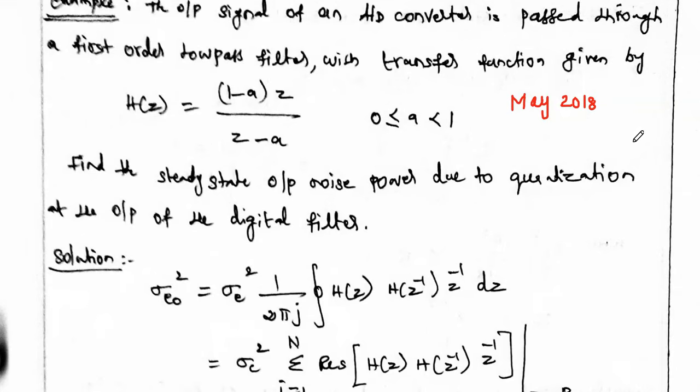It's a May 2018 question, a 13 mark question. Already we discussed three problems related to this quantization noise power. This is the fourth problem.